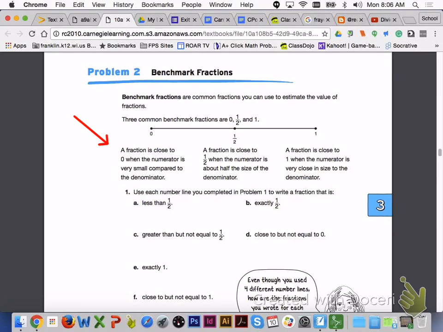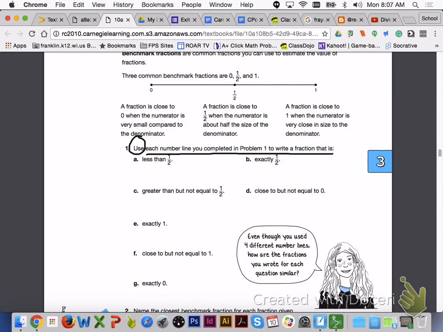A fraction is close to 0 when the numerator is very small compared to the denominator. A fraction is close to 1/2 when the numerator is about half the size of the denominator. And a fraction is close to 1 when the numerator is very close in size to the denominator. Answer number 1, letters A through G with your group members.